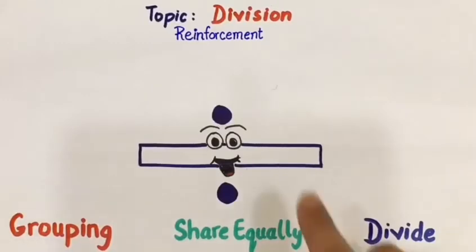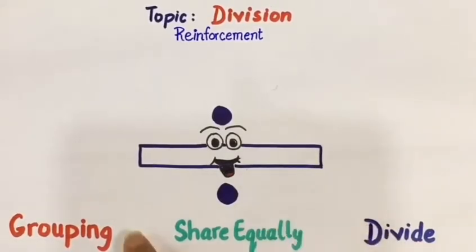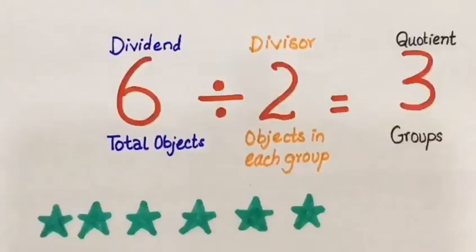This is the sign of division, and division is simply putting objects or items into groups, or sharing objects equally, or dividing them. This is a simple number sentence for division.